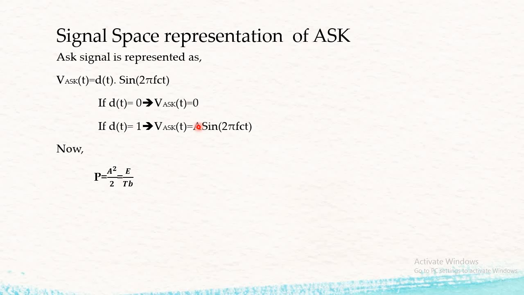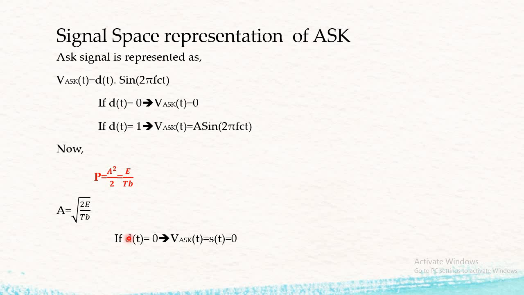Now the power, we know, is nothing but V squared by 2, where the amplitude in this case is A, which is equal to E by TB, where E is the energy per bit and TB is the time period of 1 bit. So power is given by E by T. This notation is very important. So I can write A as the square root of 2E by TB.